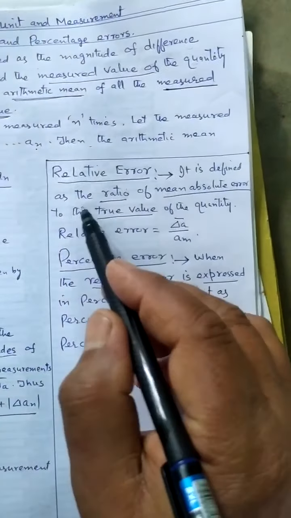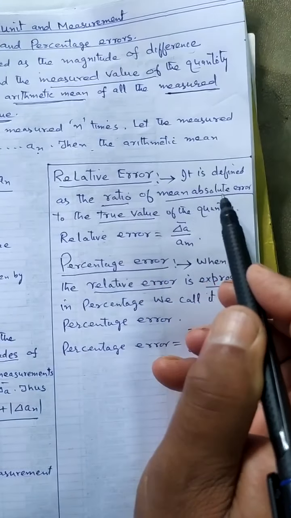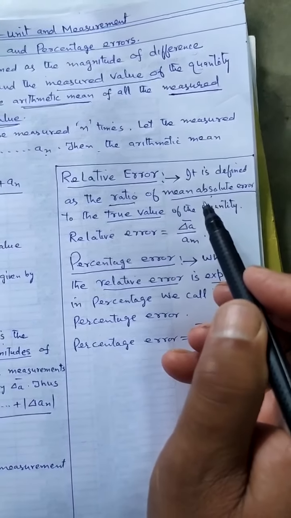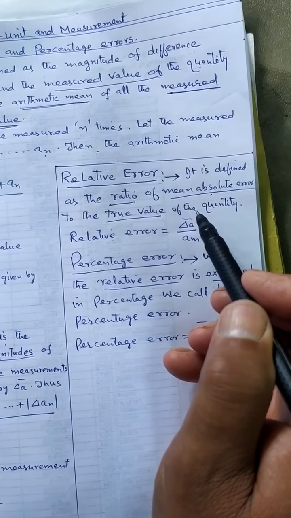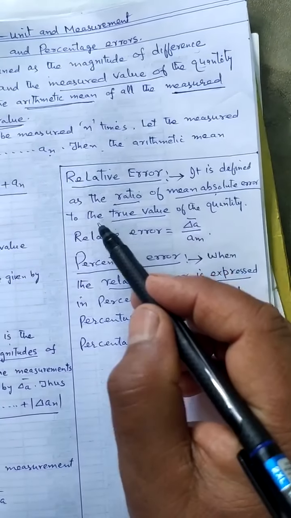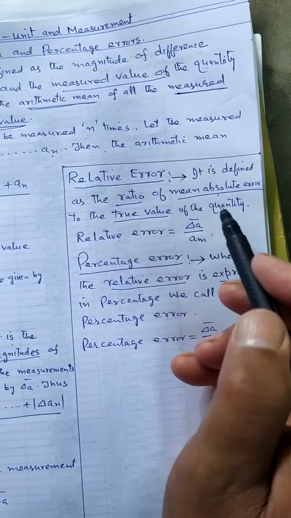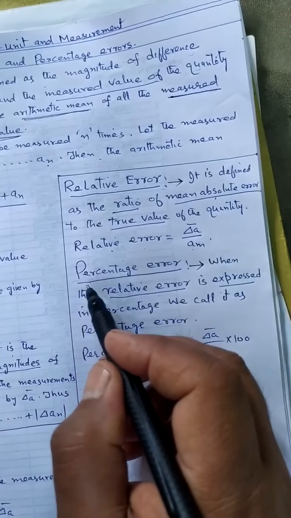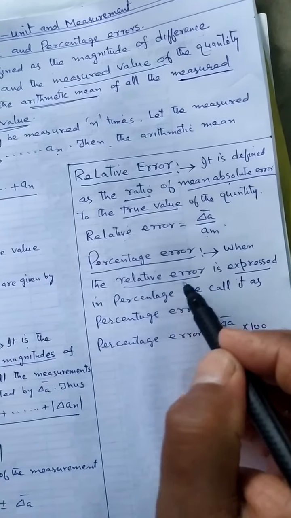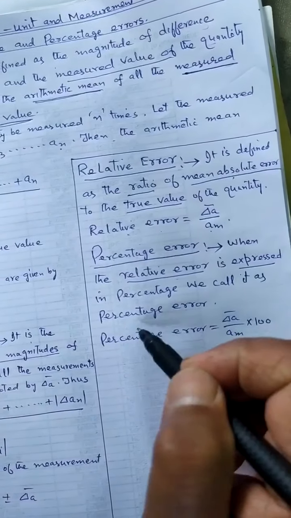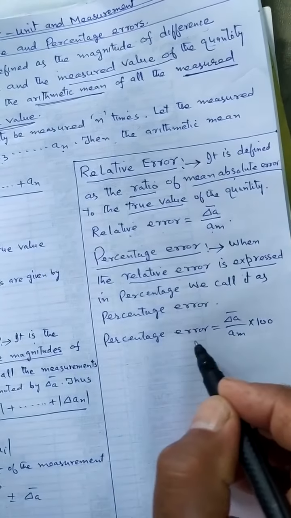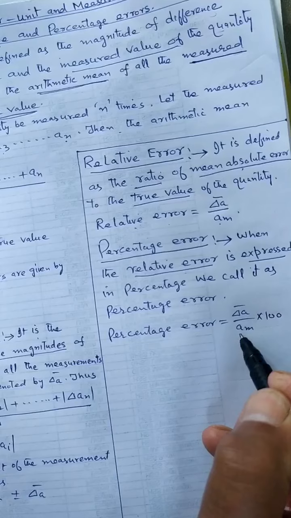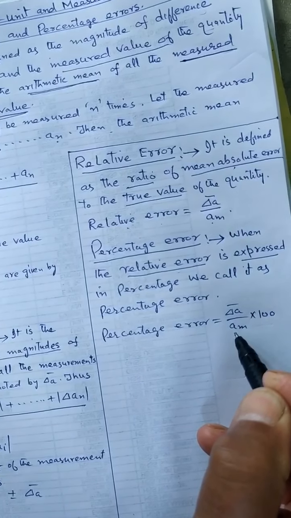Relative error is defined as the ratio of mean absolute error to the true value of the quantity. Mean absolute error हमें क्या है? Delta A bar. True value of the quantity AM. Relative error is equal to delta A bar divided by AM. Percentage error: when the relative error is expressed in percentage, we call it percentage error. And percentage error is equal to delta A bar, delta A bar means mean absolute error, divided by true value AM, into 100.